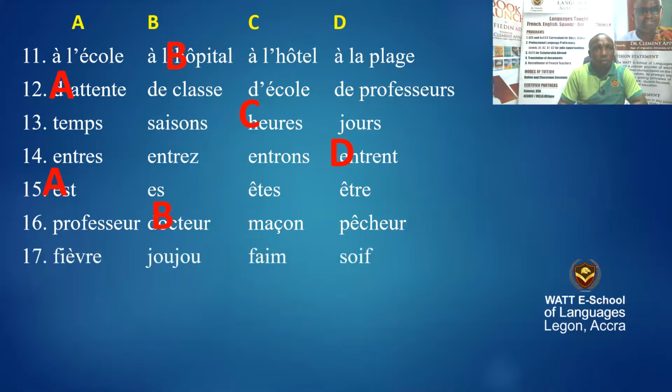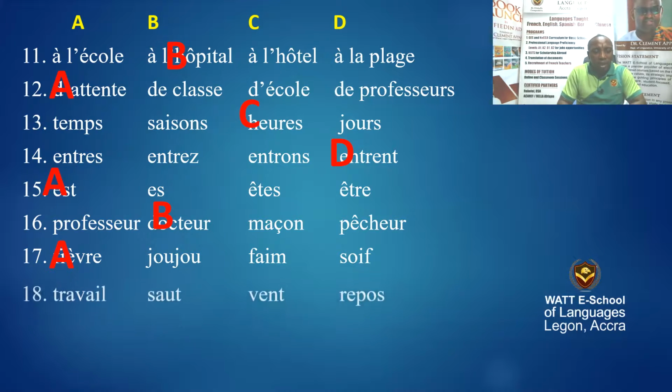Number 17. Fièvre, joujou, faim, soif. Fièvre is fever. Joujou is a toy. Faim is hunger, and soif is thirst, if you are thirsty. So the correct one here is suffering from fever. So it is A.